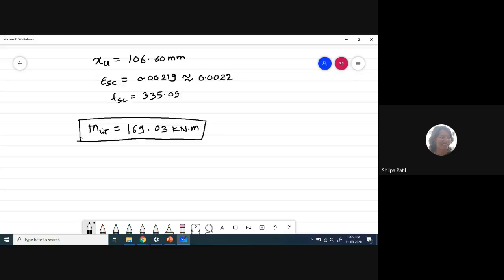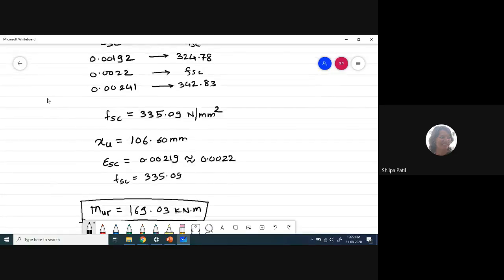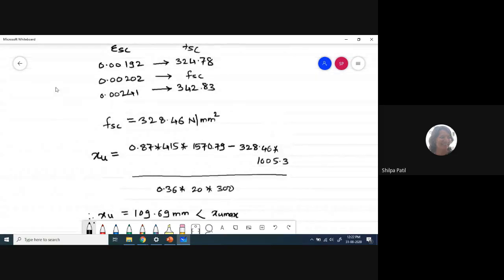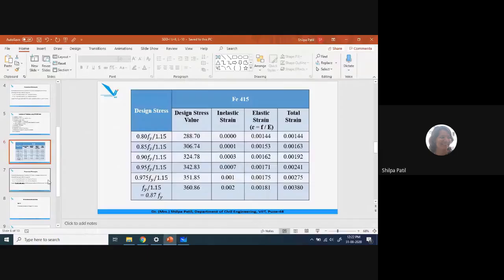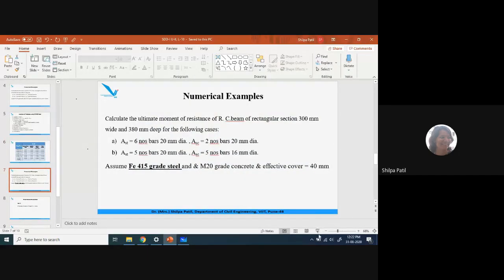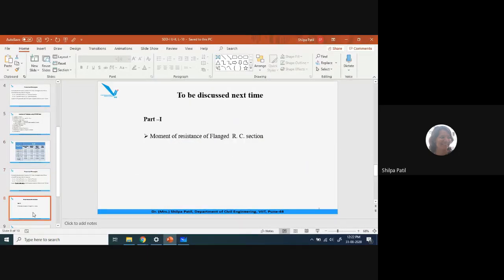Is there any doubt in this entire solution, everybody? We have to do the repetitions until we get a constant FSC value. Any doubts in this? No, ma'am. Okay. So now we have solved this also. In the next lecture, we will start with the next point, that is the concept of flanged section and how to find out the moment of resistance for flanged section.